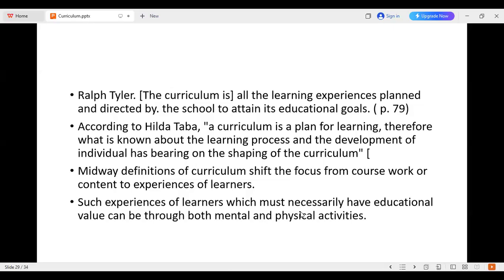The midway definition of curriculum shifts the focus from course of work or content to experiences of learners, rather than transmitting the subject content. That is experience. As I said, in the new definitions they always discuss the experience of learners. Such experience of learners must necessarily have educational value and can be through both mental and physical activities. Briefly, they say education is for the individual's mental development and physical development.